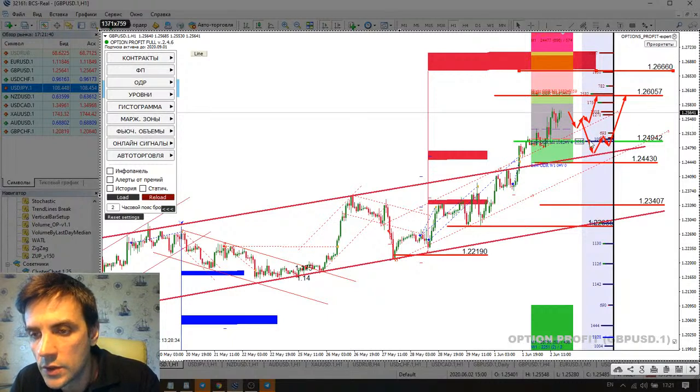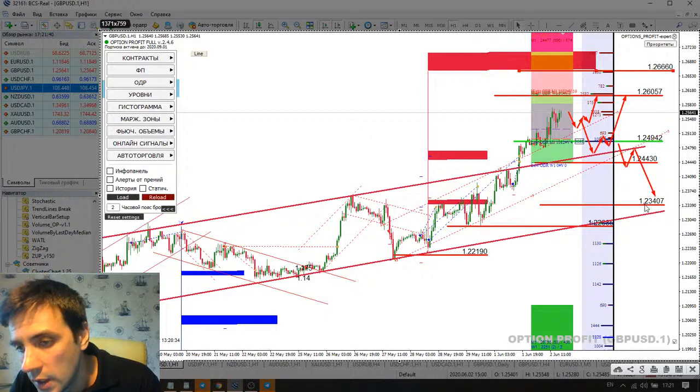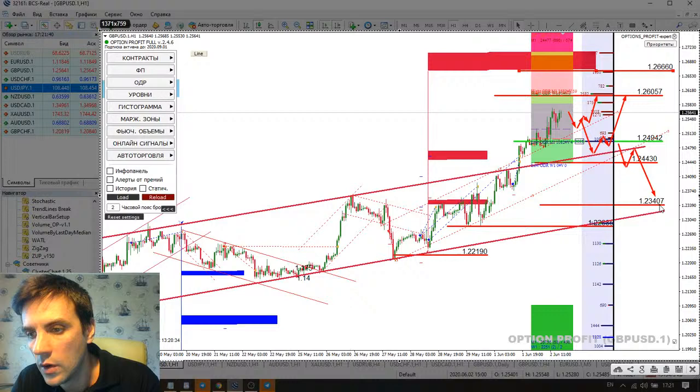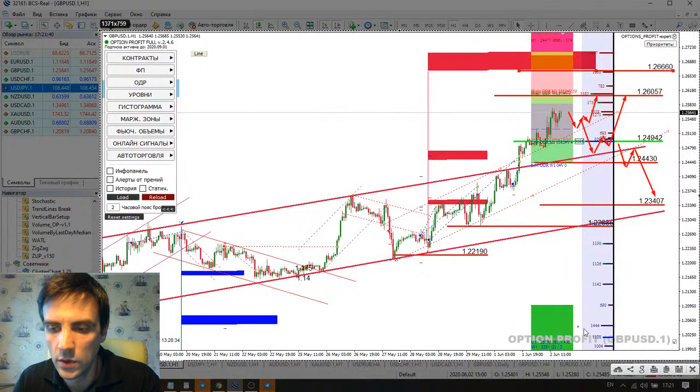As for technical factors for a good downward correction, we must see some movement like this: a break down of this bullish channel, a rebound from bottom to top, and movement to this level, 1.2407. Okay, here we are.